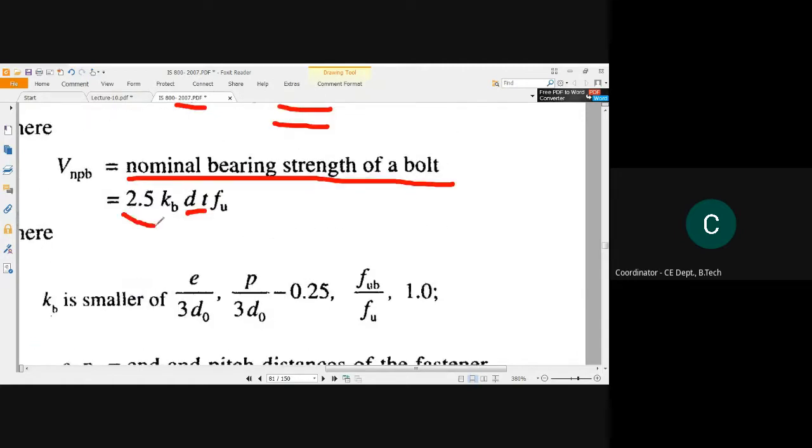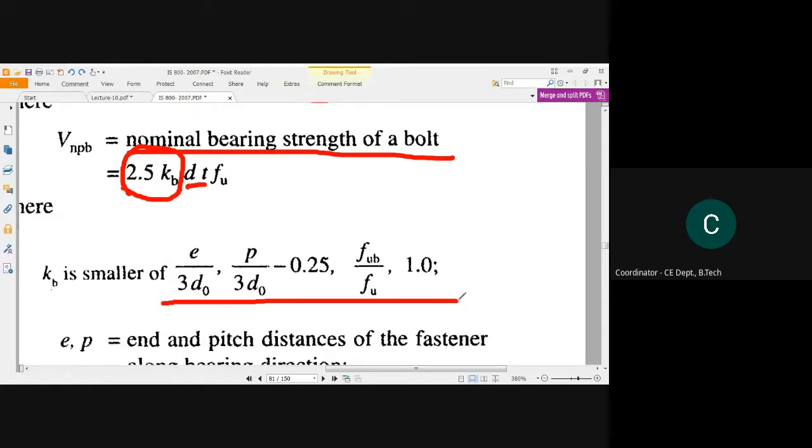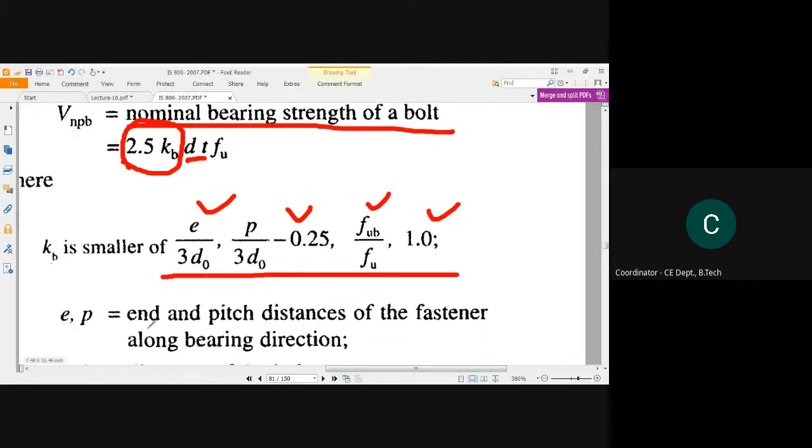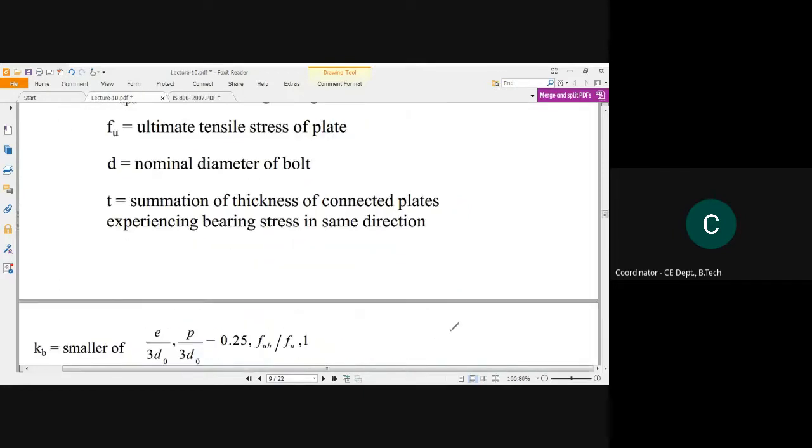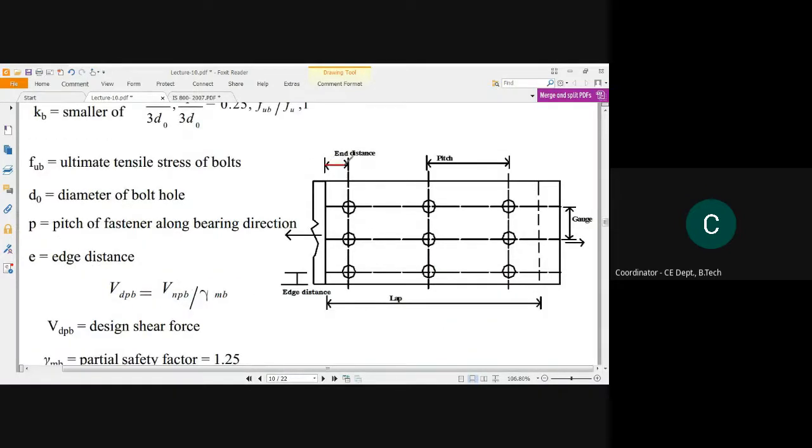Now come to this factor 2.5 into kb. See here 2.5 with this formula, and kb is representing several factors. See, kb is the smaller of these four values. This is 1, this is 2, this is 3, this is 4. 1 is representing e by 3 d naught. What is e? e is the end distance of the fastener along the bearing direction. I have shown you what is end distance. This is the end distance of a holding connection.